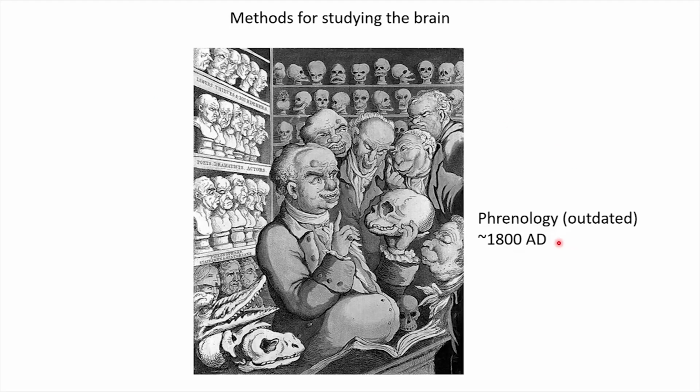So phrenology was being used about 200 years ago, and it was basically trying to answer this question: what is each part of the brain doing? Now, this technique was based on two types of observations.